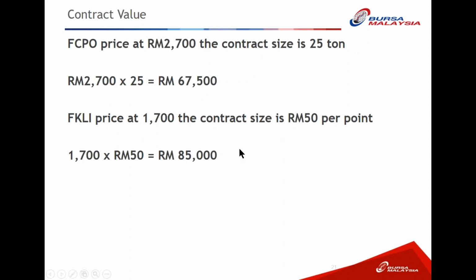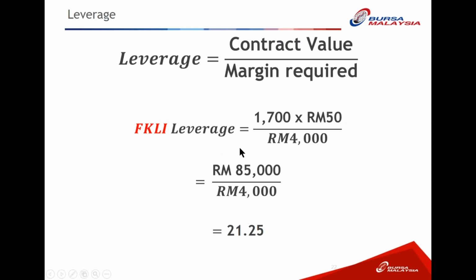Now, how to calculate leverage? Leverage, as I said, is a double whammy. Leverage helps you gain access to a high value of assets by using a small amount of money. But leverage also gives you over-trading opportunity, which is not a good thing, because you can over-lose when you over-trade. Now, how to calculate leverage: you take the contract value and divide it by the margin required. So for FKLI, your leverage is actually 85,000 divided by 4,000 margin required.